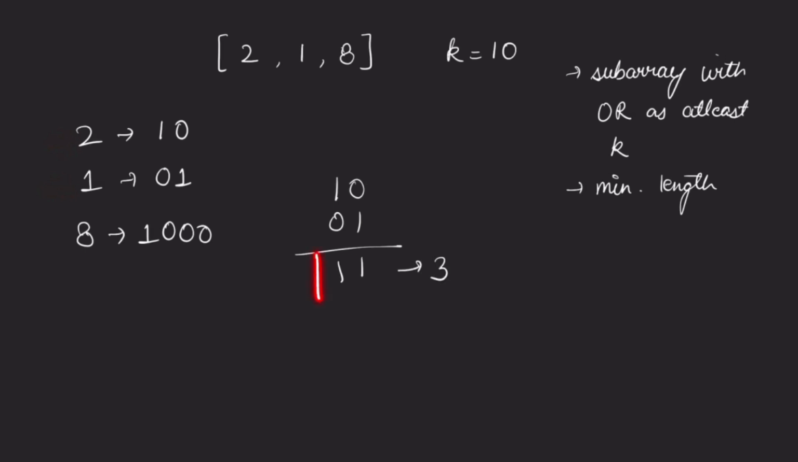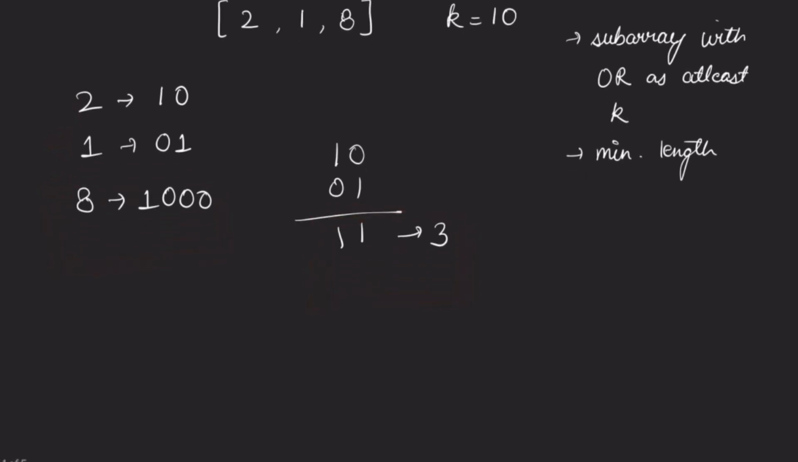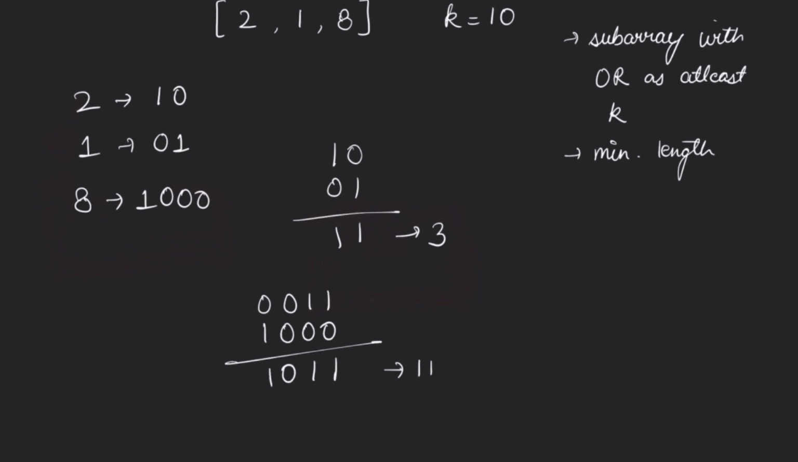Now if we do the bitwise OR of this 3 with this 8, what do we get? It will be 11 and then 1000, so these two bits will be 00. Now your OR will be 1101, which is nothing but 11. So when we did the bitwise OR of 2 and 1, we got 3, which was greater than both 2 and 1. Then when we did the bitwise OR of this 3 with this 8, we got 11 as the answer, which is greater than 8 and 3.